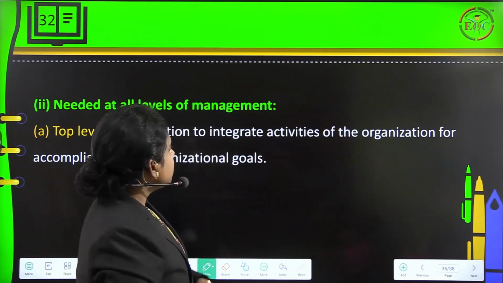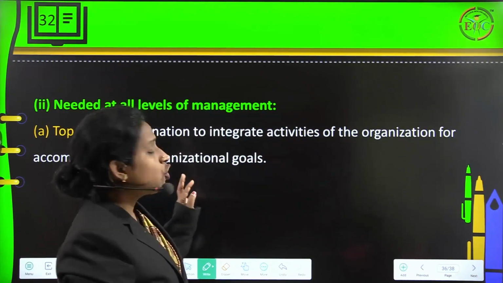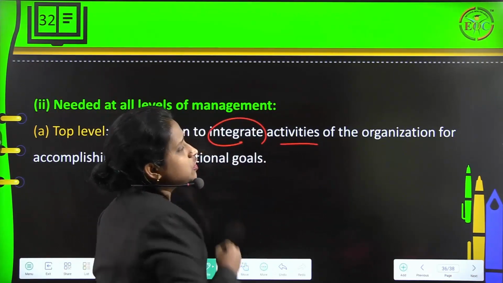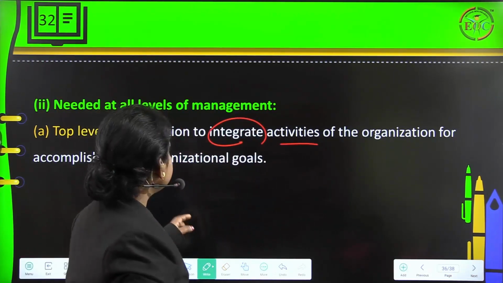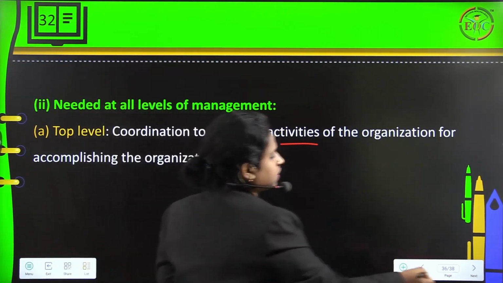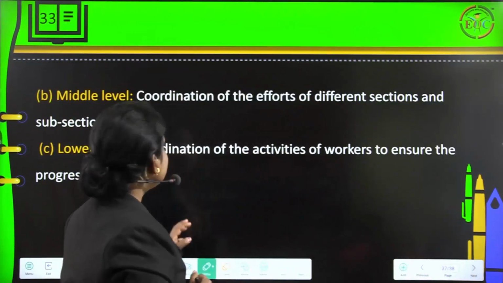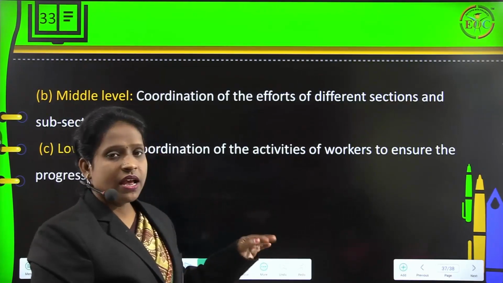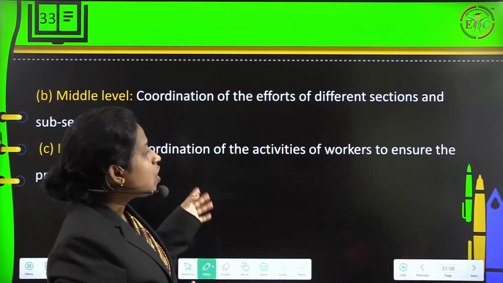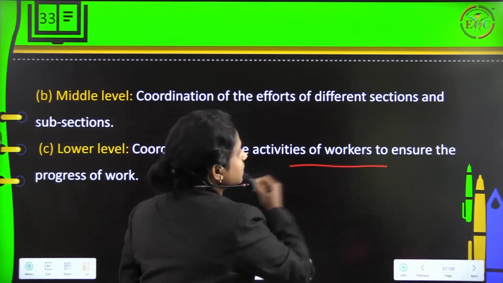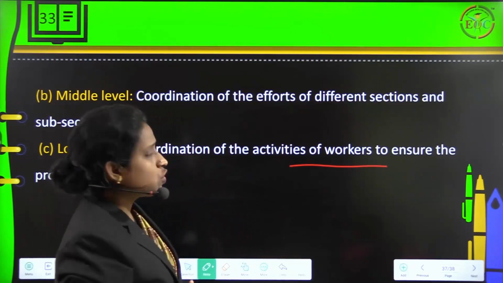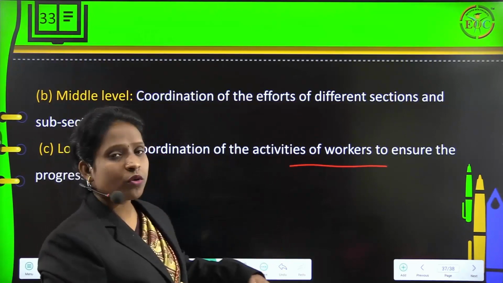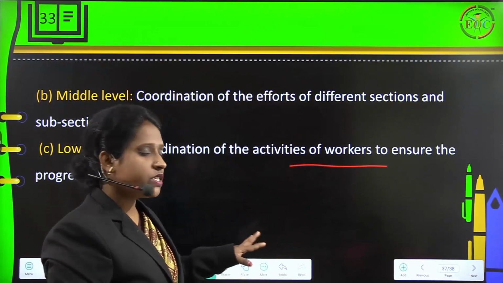Next, coordination is needed at all levels of management. Under that, at the top level, coordination is to integrate the activities of the organization for accomplishing the organizational goals. Next, the middle level is what? Coordination of the efforts of different sections and subsections. And at the lower level, it is the coordination of the activities of workers to ensure the progress of the work, because this is a basic thing in an organization. If the workers are working properly, the organization's goal can be achieved.